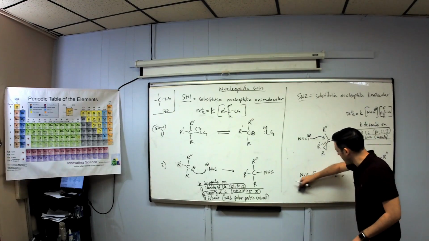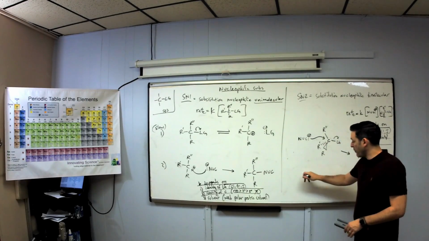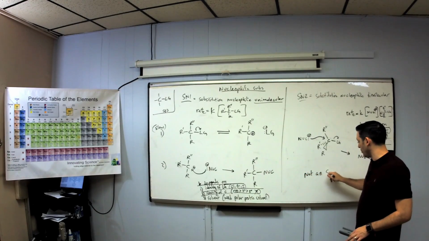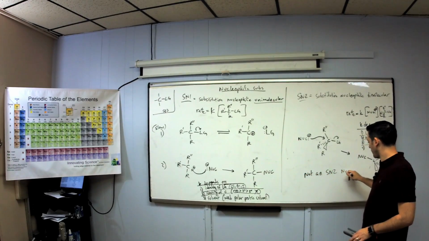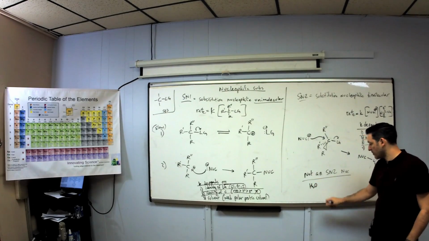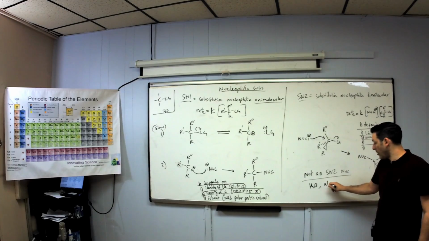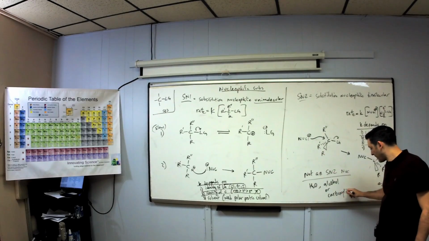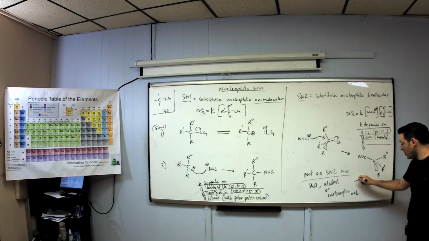Here's the easiest thing to remember for what is usually not an Sn2 nuke. What is usually not an Sn2 nuke is water, alcohol, or carboxylic acid. And I didn't say carboxylate. I'm not talking about this.